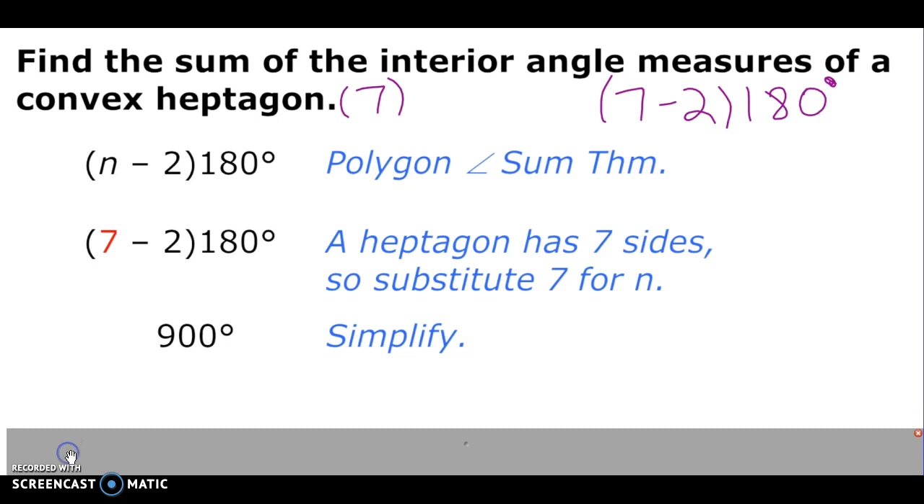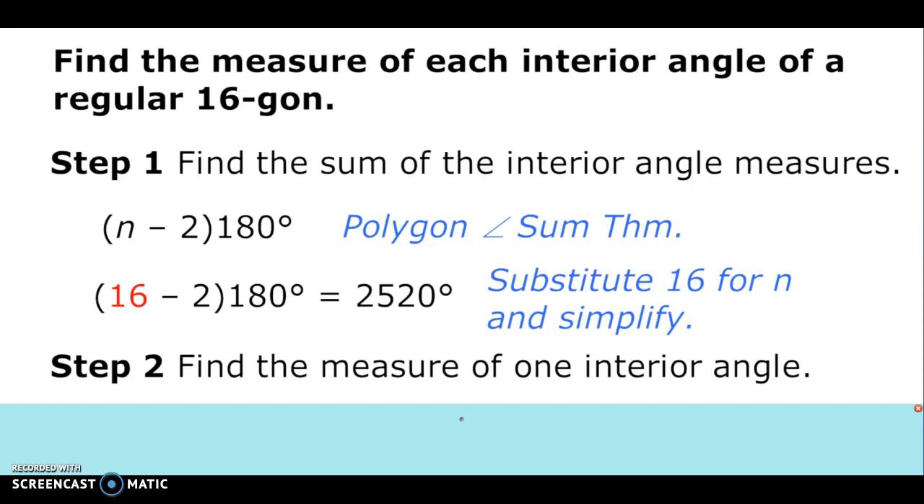Now can we find the angle measure of each angle by dividing by 7? Is that legal to do here? We don't know it's an equiangular heptagon, so we cannot do that. It could be some funky shape, like if you have obtuse angles. It doesn't all have to be the same. Look at this one on the TV. Okay, so we know the sum of the interior angles is 2,520.